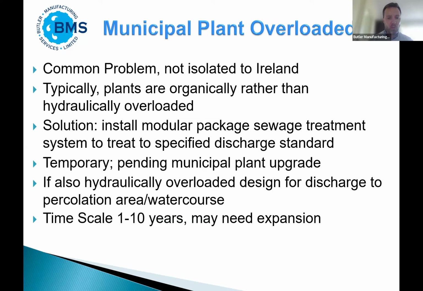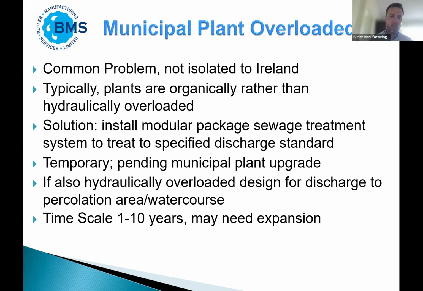Now, you can also get situations where it's hydraulically overloaded. So in this case, you have to look to discharge into a water course, or if there's space available, a percolation area, because typically the standards required in the percolation area are less stringent than going to a water course. Now, typically with water courses, most planning authorities want to avoid any pollution, but if it's for the short term and there's pressure on housing, there can be a medium kind of standard produced just for a short-term discharge.